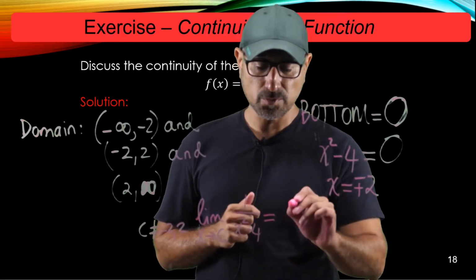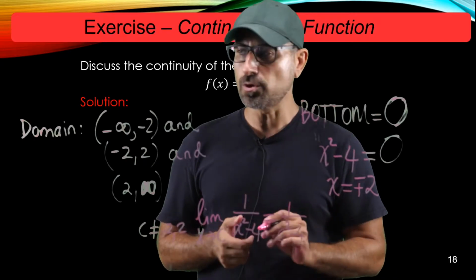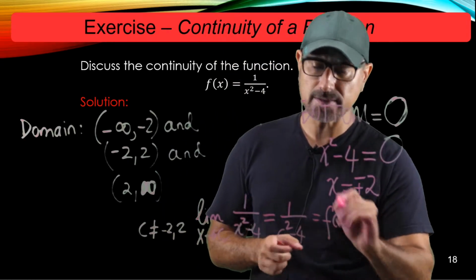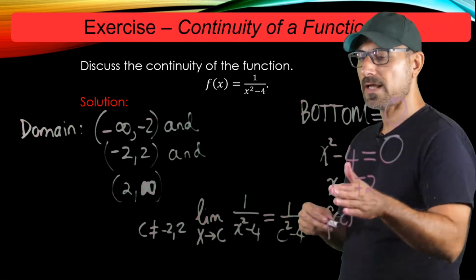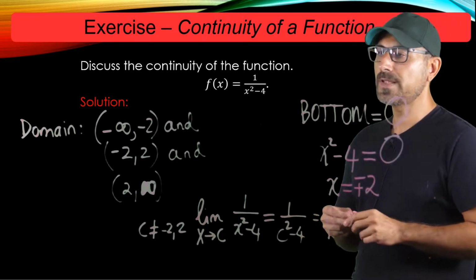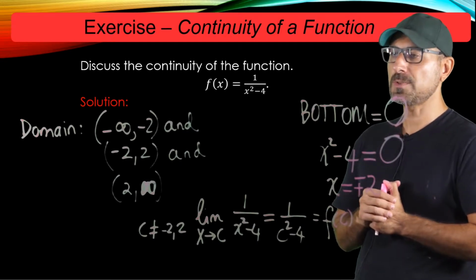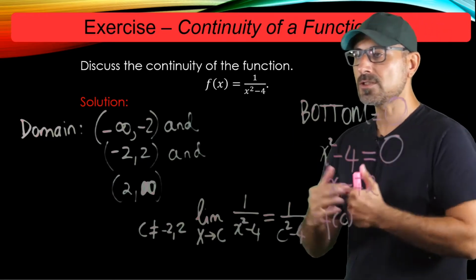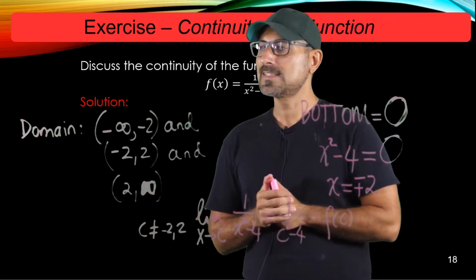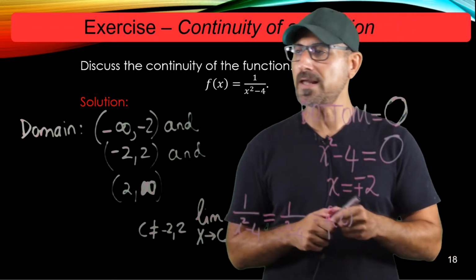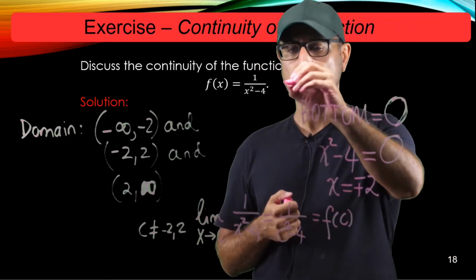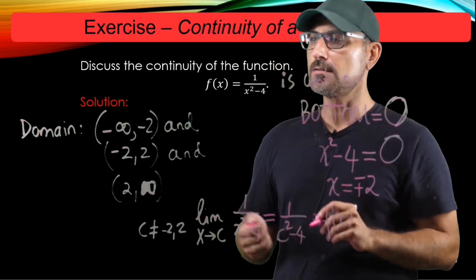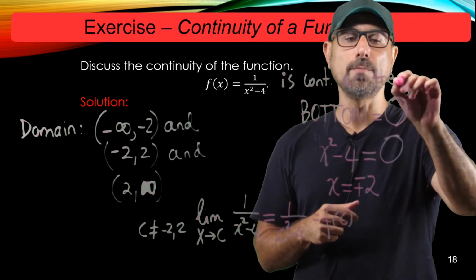So this is equal to 1 over C squared minus 4. In other words, we can just use substitution. And which is equal to what? f evaluated at C. Not only f is defined at C, but f of C is the limit value. So that makes the function to be continuous for any C other than negative 2 and 2. So all three conditions of continuity are satisfied. So the conclusion here is that f of x is continuous on its domain.